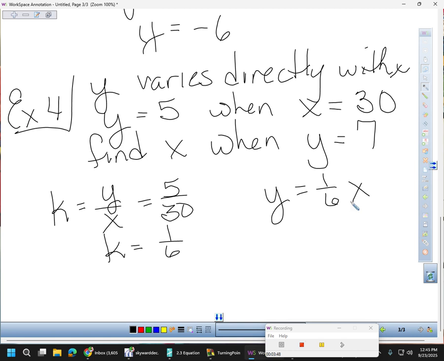Step 3, we plug in what we know and solve for the unknown. So we know y is 7, so 7 goes on this side, 1/6x. How do I solve for x? Multiply by 6. Times both sides by 6. So I get 42 equals x, or x equals 42. Questions? This is what you are doing for 20 through 26.